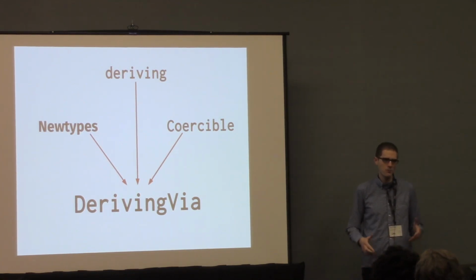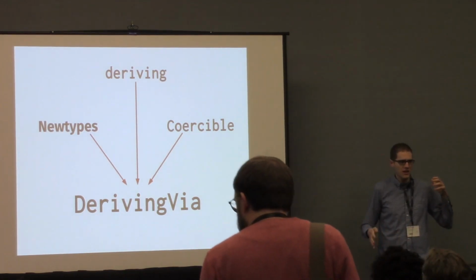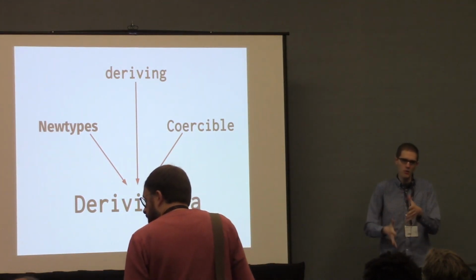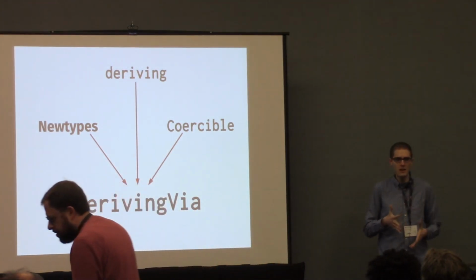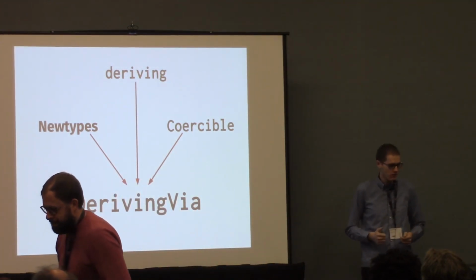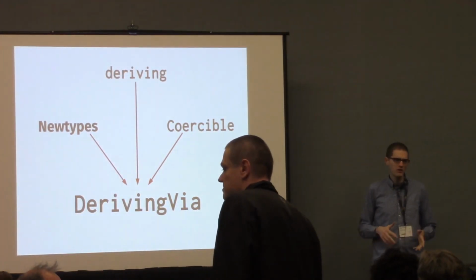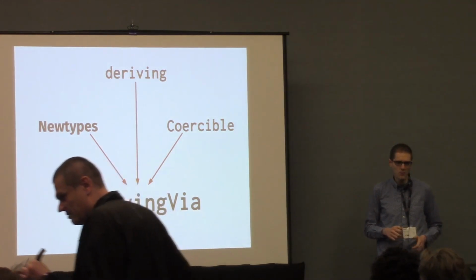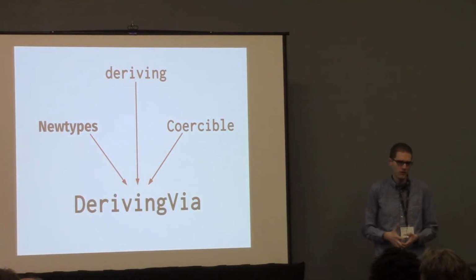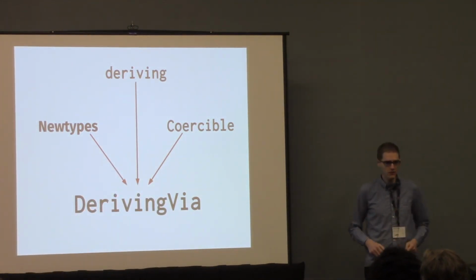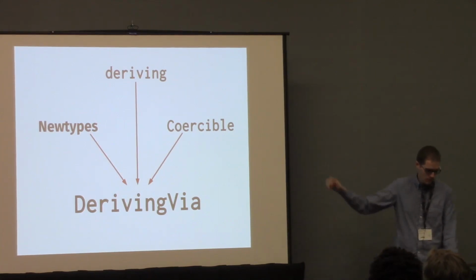Newtypes are going to be the thing that lets us insert some custom behavior whenever we're trying to reappropriate type class instances as we see fit. And we're also going to make use of this thing called Coercible, which isn't quite as widely known as deriving and newtypes, but I will explain that in due course and explain how these three things fit together to make one cohesive product that we call DerivingVia.